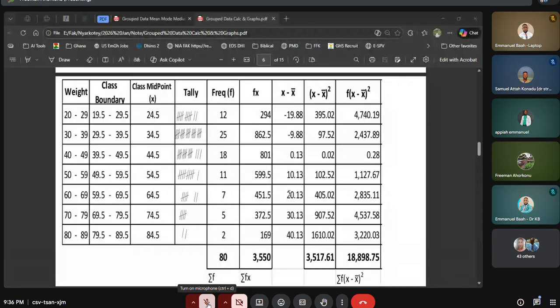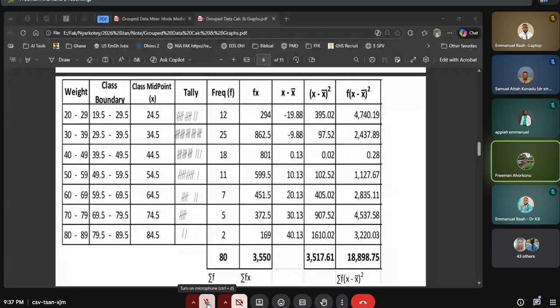We are done. You all got the midpoints correctly. You all got the frequencies correctly. As for the frequencies, you are using what is here. By f of x, I want you to multiply 1, 1, 1, 1, 1. Then after that, you add and confirm that you have 3,550. That one is correct, sir.